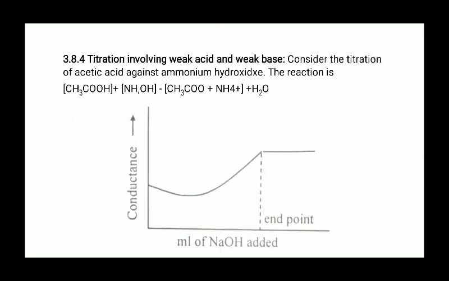Now consider the titration between a weak acid and a weak base. Consider the titration of acetic acid with ammonium hydroxide. The reaction may be acetic acid plus ammonium hydroxide gives ammonium acetate and water.